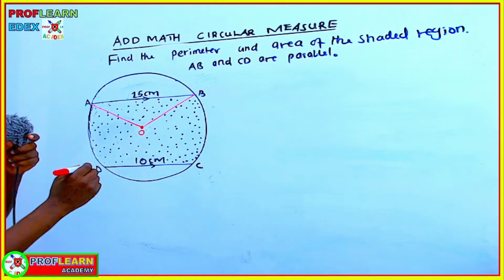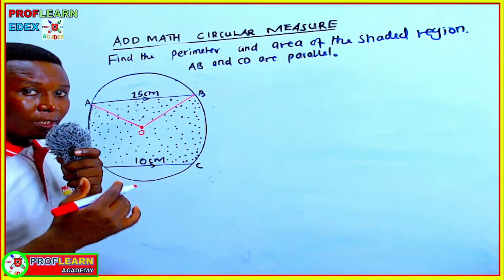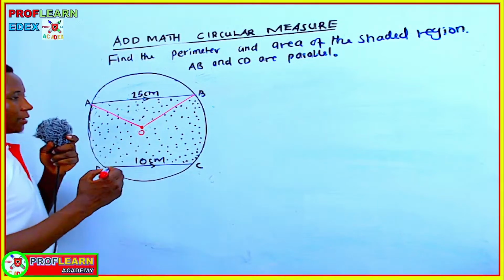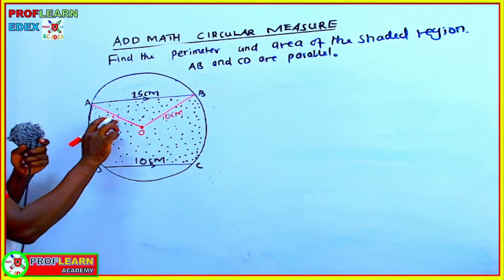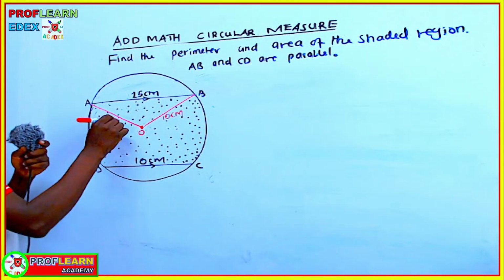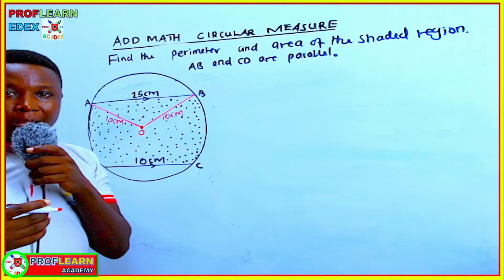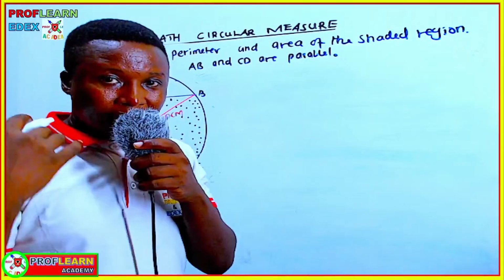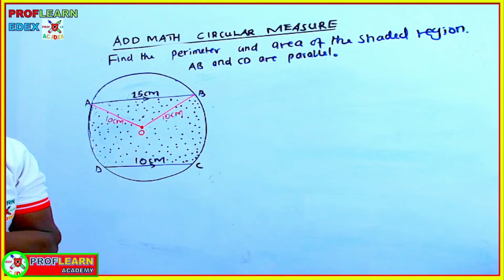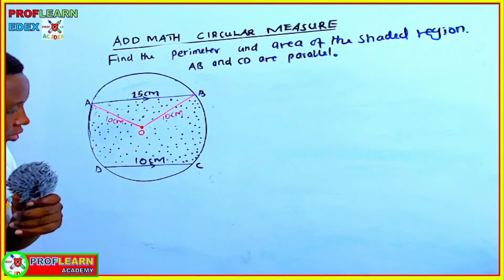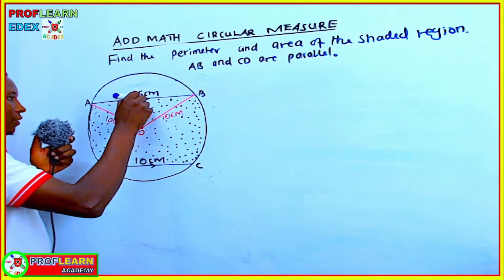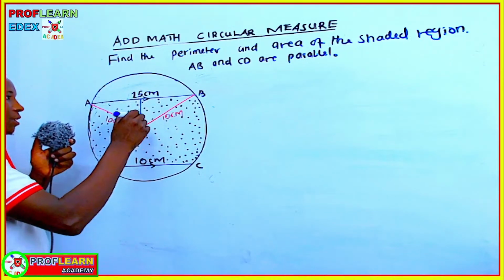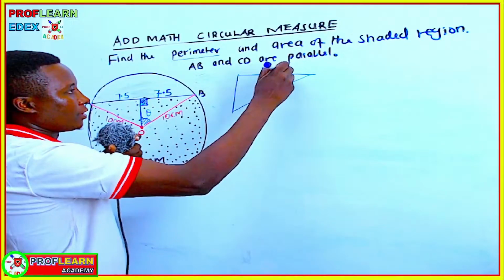Since we are told that the radius of this circle is 10 centimeters, this is 10 centimeters, and this point is 10 centimeters, because both of them are representing the radius. If we drop a perpendicular right from this given point, let me try to draw a perpendicular here, we get 7.5 centimeters.